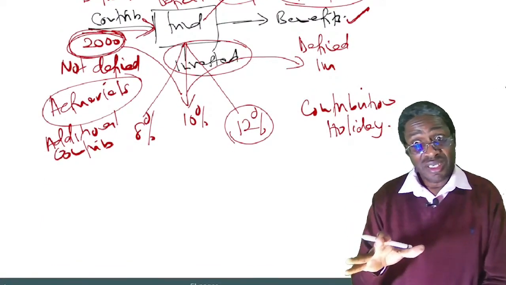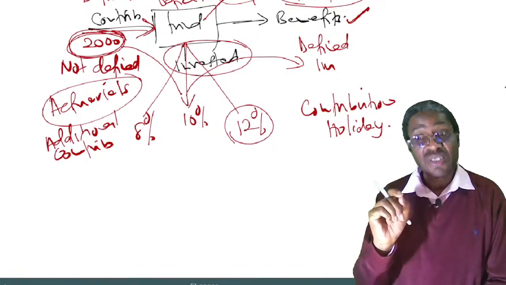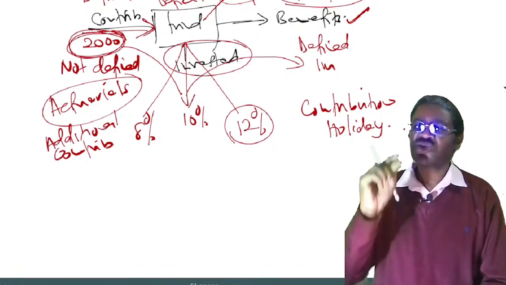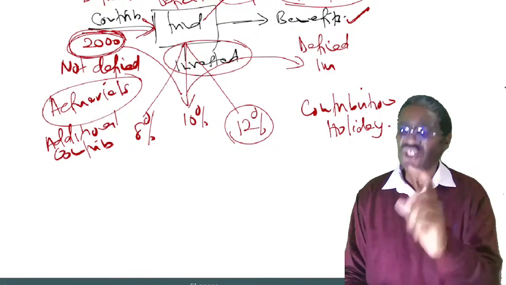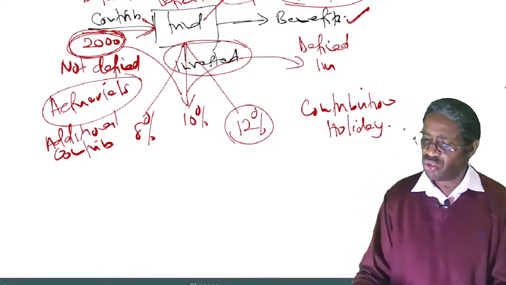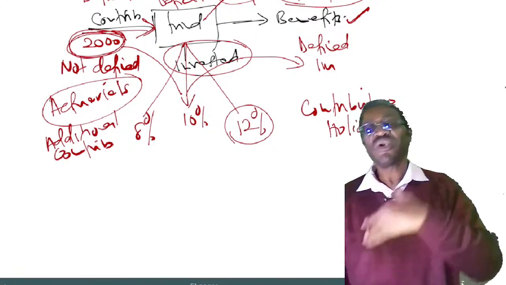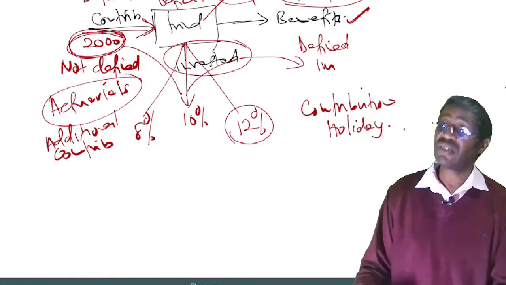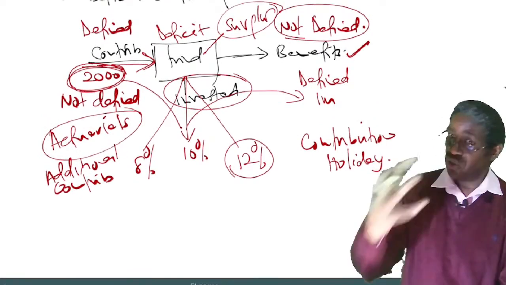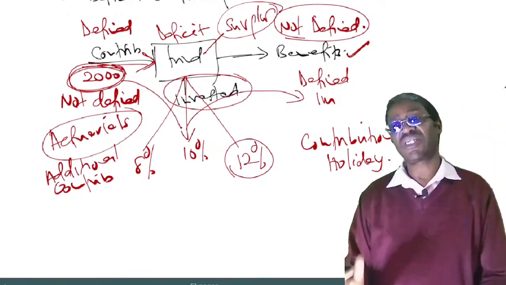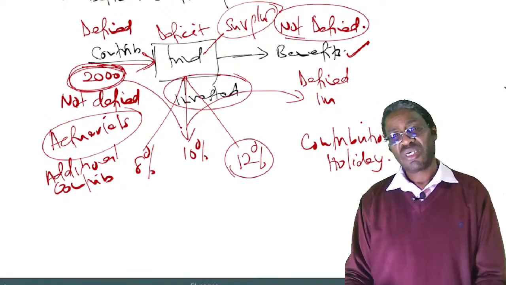Meaning that the employer will be told to do what? To stop contributing for a short while. The employer will be told to stop contributing for a short while until we utilize the excess that was created in the fund. Once you utilize the surplus, then you can now continue to contribute.